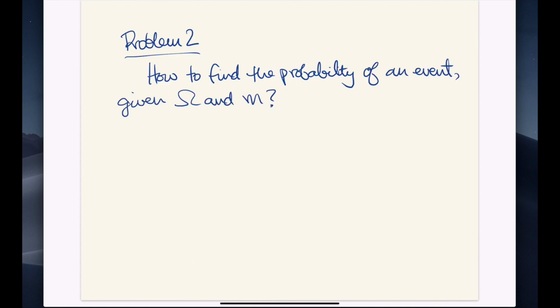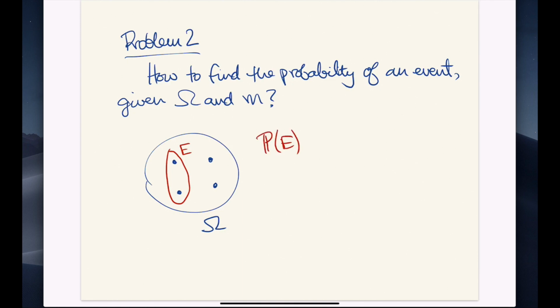The second problem asks us how to find the probability of an event given a particular probability space, omega comma m. And the idea is going to be that we just sum the probability mass of each outcome in that event. So if our event consists of these two outcomes, then the probability associated with that event is going to be the sum of the masses of the outcomes in that event.